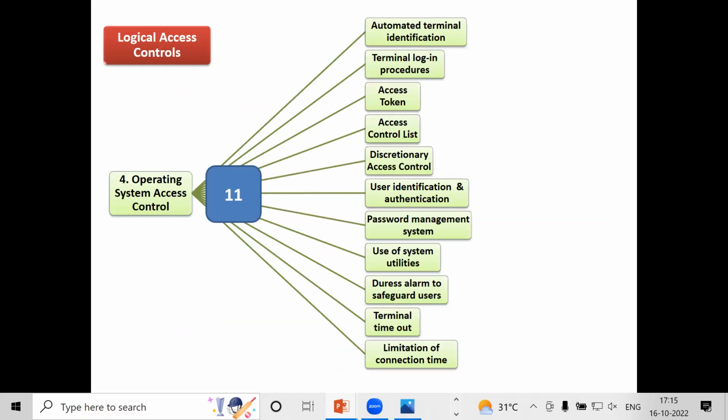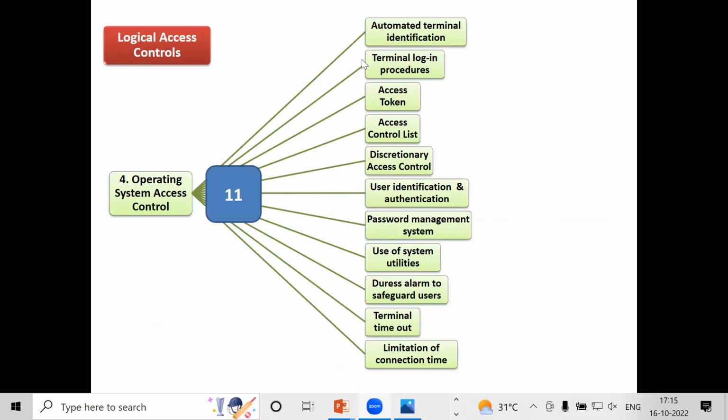Next is operating system access control. Operating system, as I said, is a mechanism for operating hardware components. The first one is automated terminal identification, that is, from where the computer is accessed. Suppose you are accessing the State Bank of India server. If you are a manager, you will be logging in from a particular computer, a particular smartphone. That is automatically allowed. That is identification of a terminal.